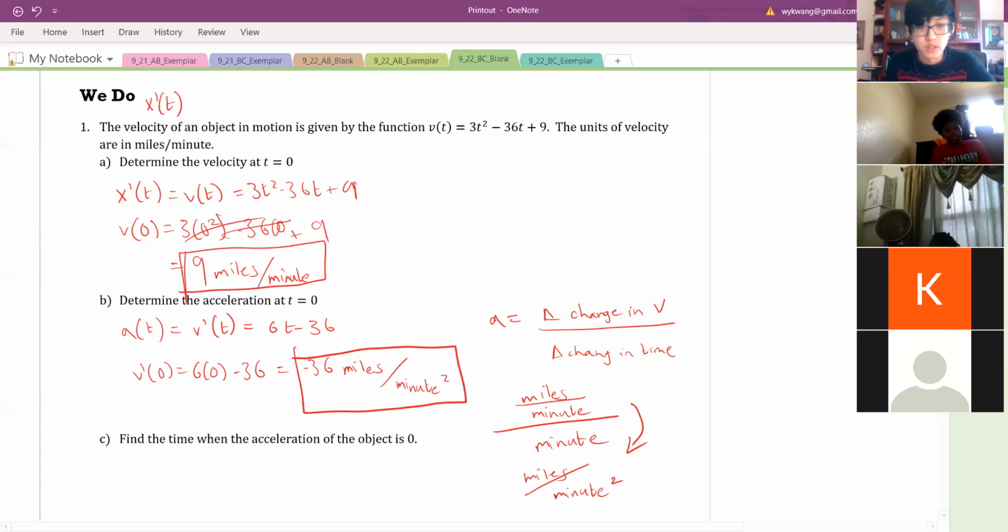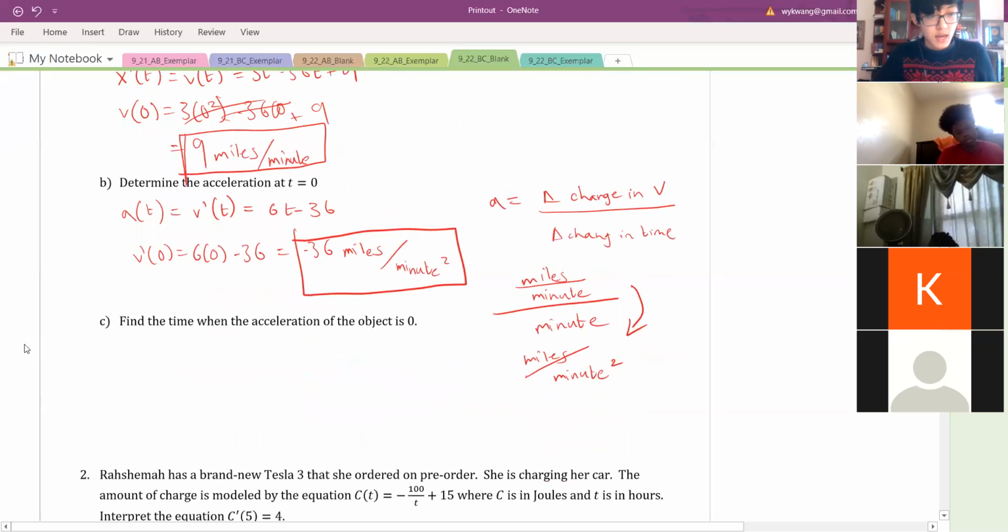But I think it is a bit confusing when you look at it. You're like, miles per minute squared, what does that even mean? It's probably more helpful just to memorize it. So the units for acceleration are going to be a certain distance over a time unit squared.